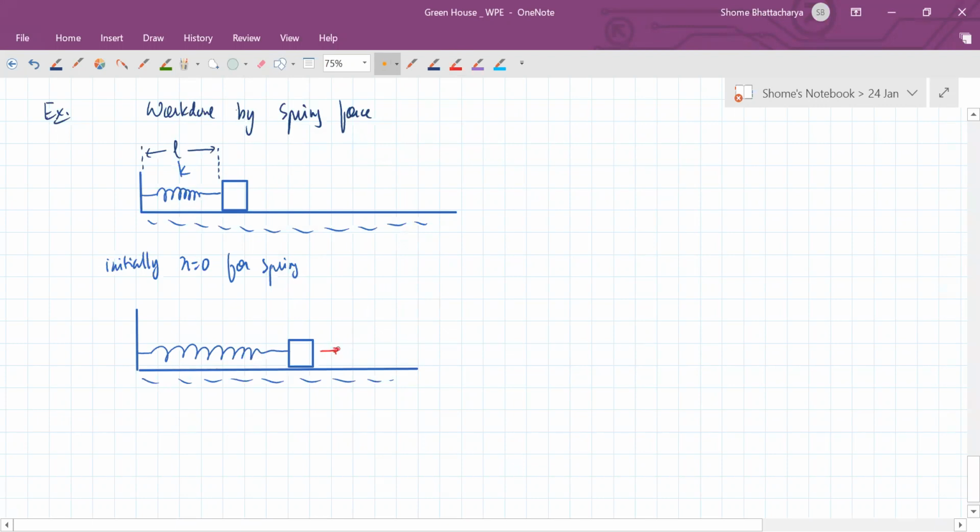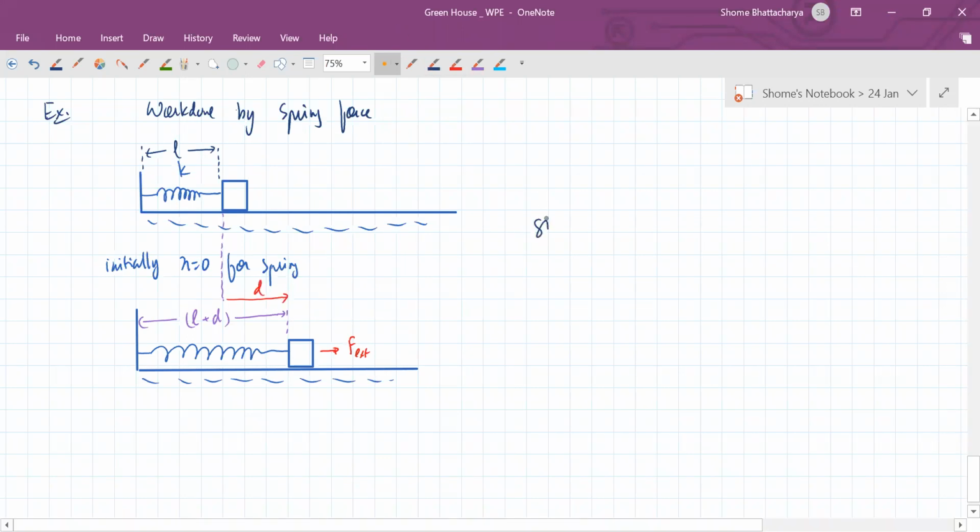By applying some external force, we have displaced the block such that this has become L plus d, because the block basically has got displaced for a distance of d.